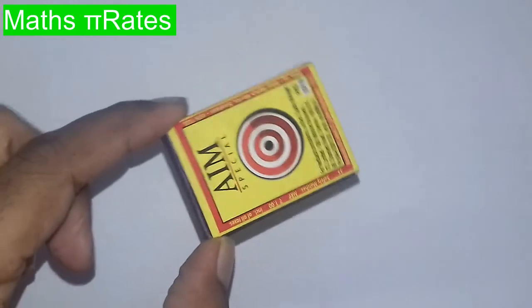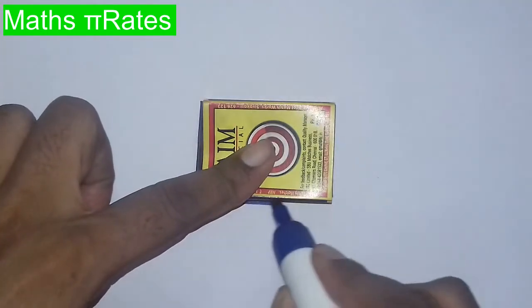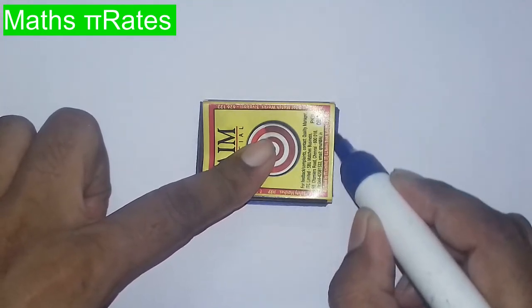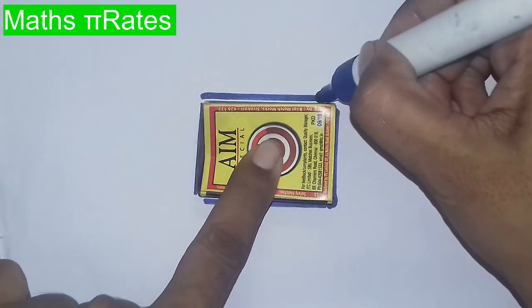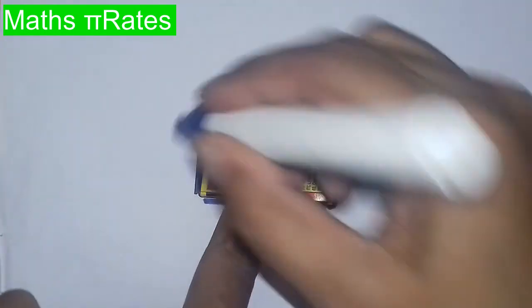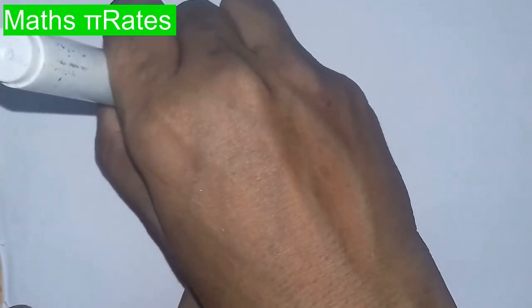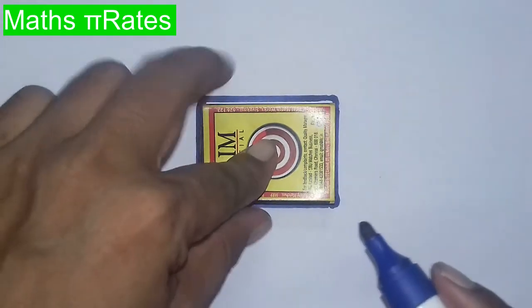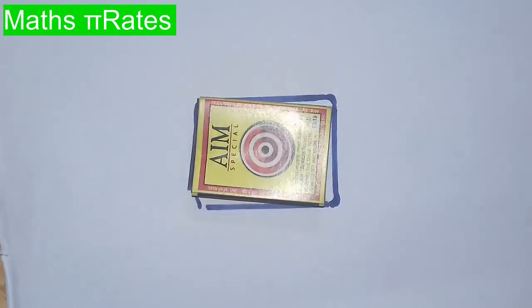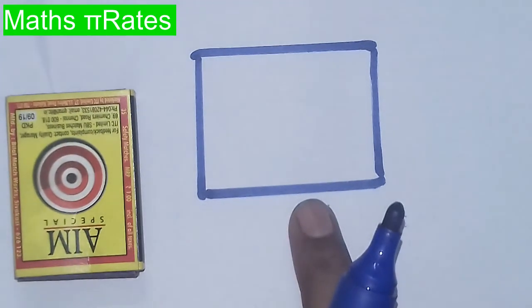This is a matchbox. Now we will trace this matchbox. After tracing this matchbox, we will get a rectangle, and rectangle is made up of straight lines.